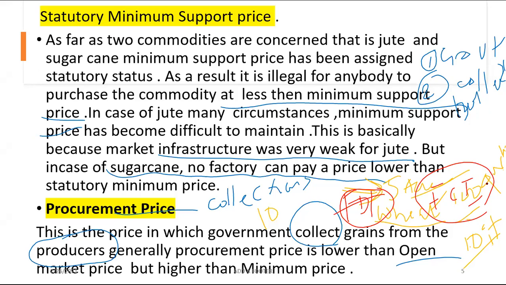Procurement price is fixed by whom? Government. Very good. Why does the government fix the procurement price? What is the reason for fixing the procurement price? Children, collect grain from the producers. Very good.